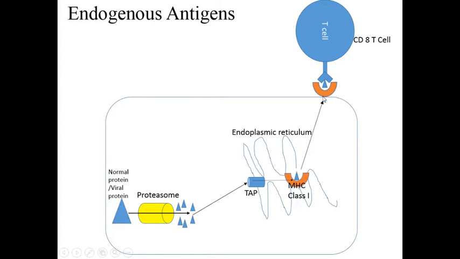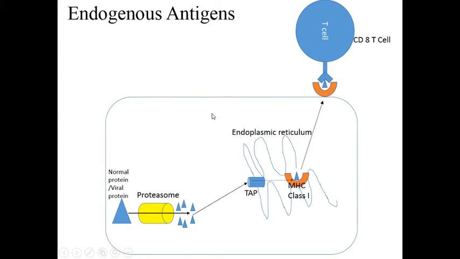Once it reaches the surface of the cell, it will be recognized by a CD8 T cell. The T cell receptor of the CD8 will bind and recognize this. Once that protein is recognized, the T cell will be activated. And once the T cell is activated, if this was a virus infected cell, this cell will be killed by the T cell.